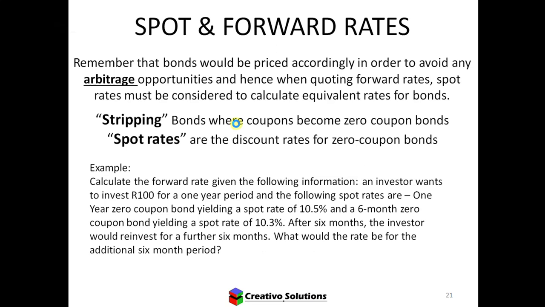If I'm calculating the forward rate and I've been given the following information, an investor wants to invest 100 Rand for a 1-year period, and the following spot rates: a 1 year 0 coupon bond yielding a spot rate of 10.5%. I also have a 6-month 0 coupon bond yielding a spot rate of 10.3%. After 6 months, the investor would want to reinvest for a further 6 months, and we want to know what the rate would be for this additional forward 6-month period.